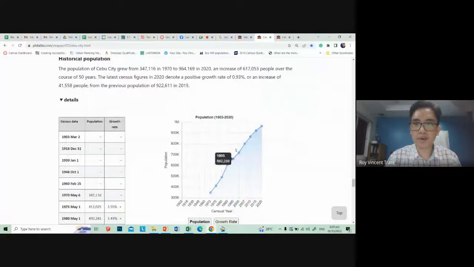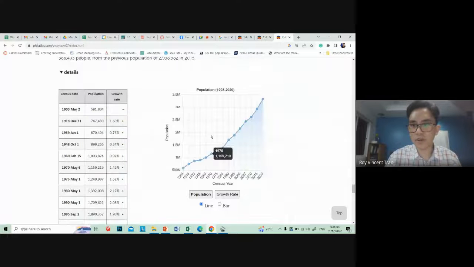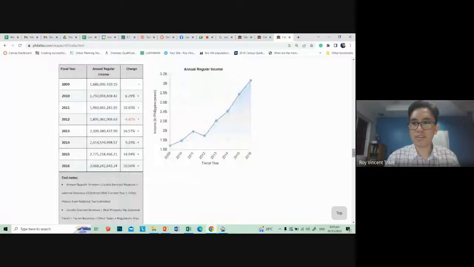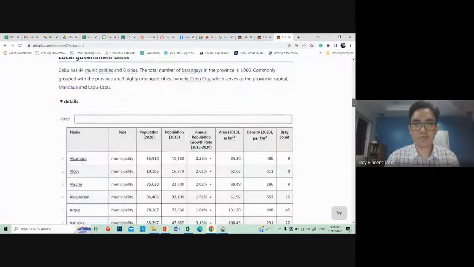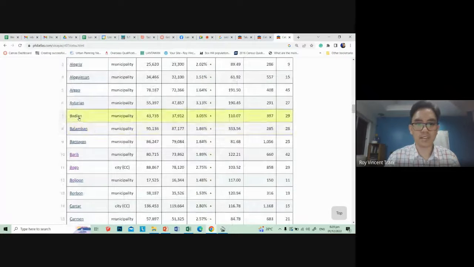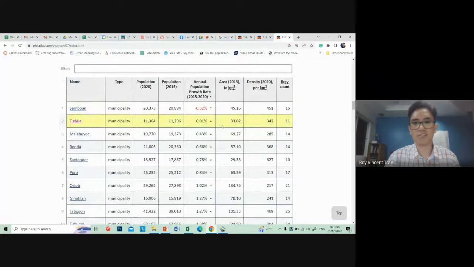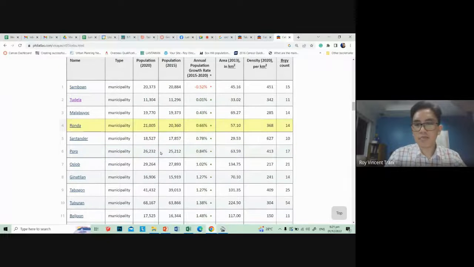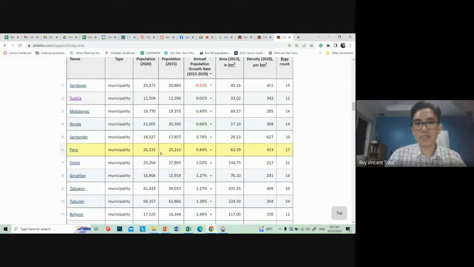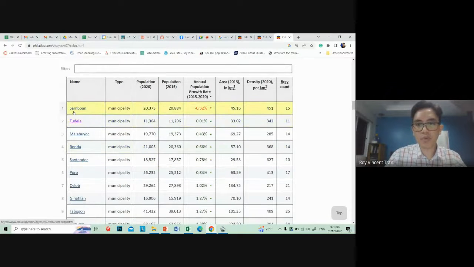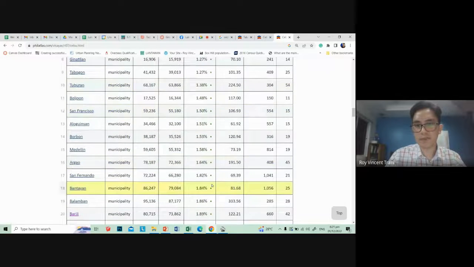So if it's growing in Cebu City and growing in Cebu province, it means a lot of people are coming into Cebu City. Let's look at another city in Cebu province. I wish they had different names. One that has a declining growth rate. Okay, so we have one. So Sambuan. Cebu province is increasing, so very likely people are leaving Sambuan and going to these other municipalities.